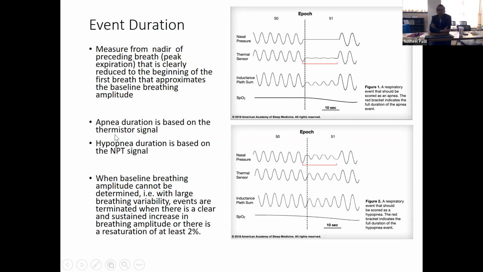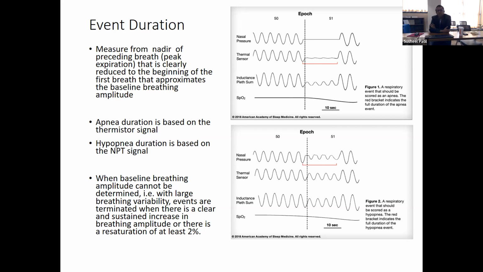So for the apnea duration, if you're going to call it an apnea, you need to figure out whether to use the thermistor or the nasal pressure transducer. Since an apnea is defined based on a thermistor, you use the thermistor signal. A hypopnea, in contrast, you would classify the duration based on the nasal pressure transducer.